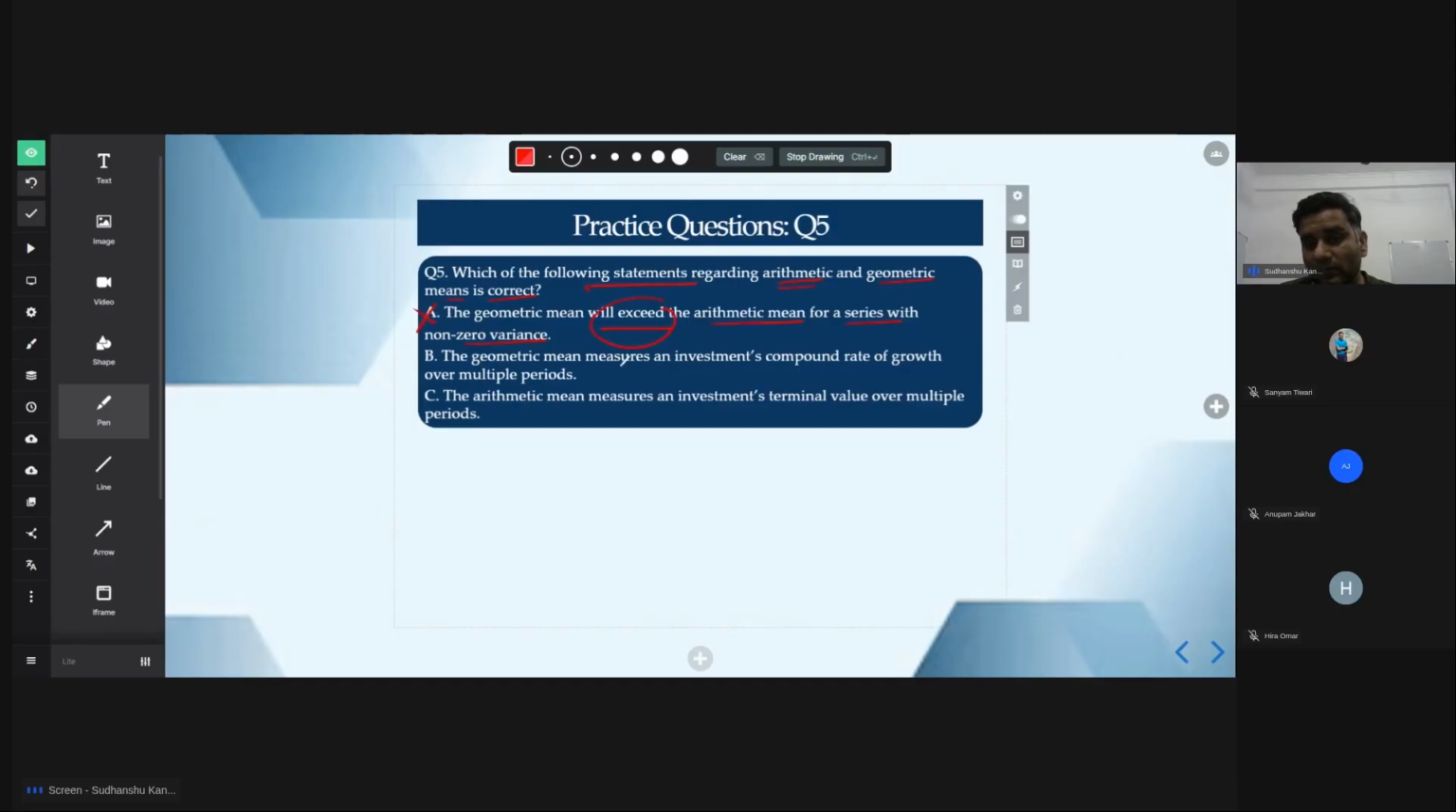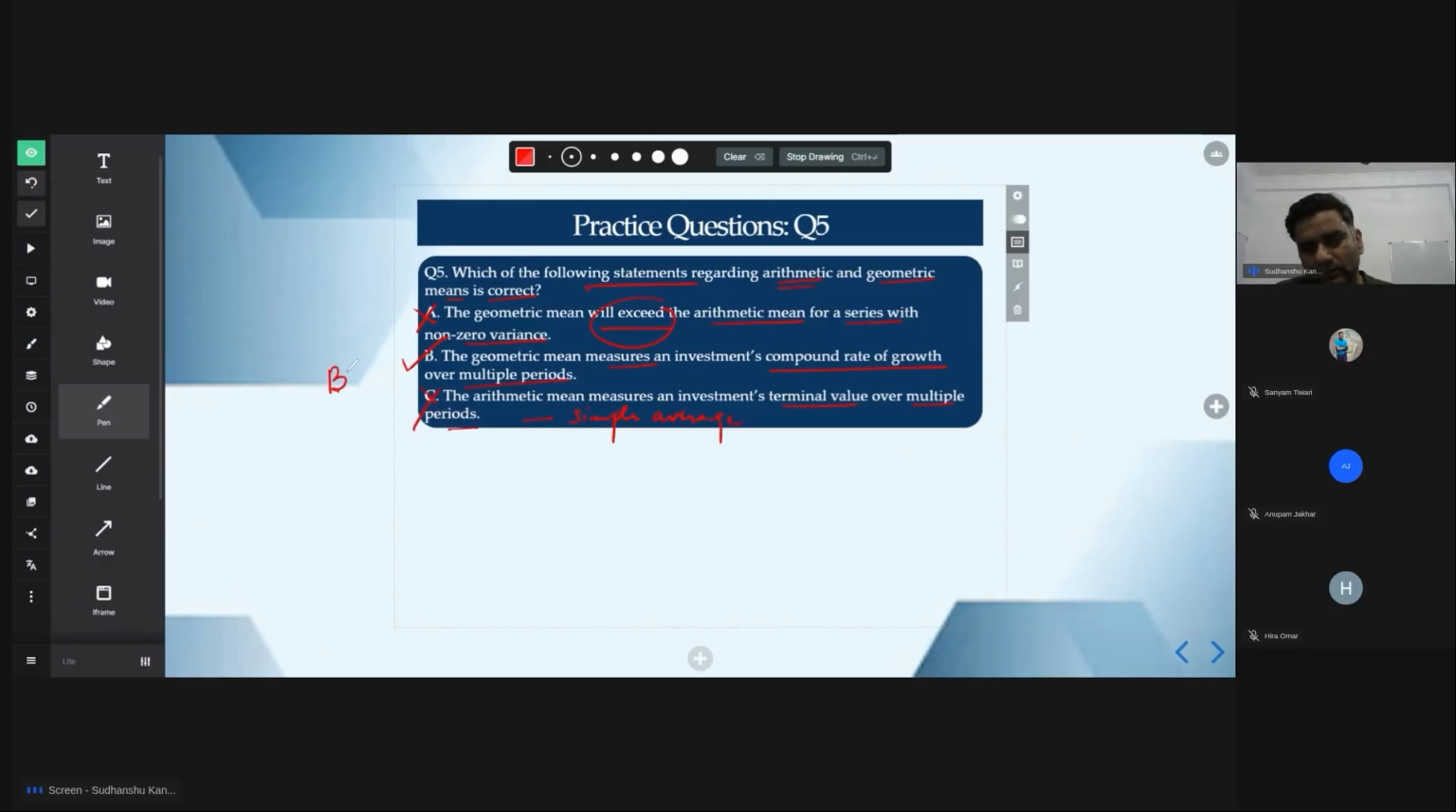The geometric mean measures an investment's compound rate of growth for multiple periods. That seems okay. Arithmetic mean measures an investment's terminal value over multiple periods. There is no question of terminal value, because we never discuss any terminal value. It's just a simple average. Arithmetic mean is a simple average. There is no concept called terminal value.